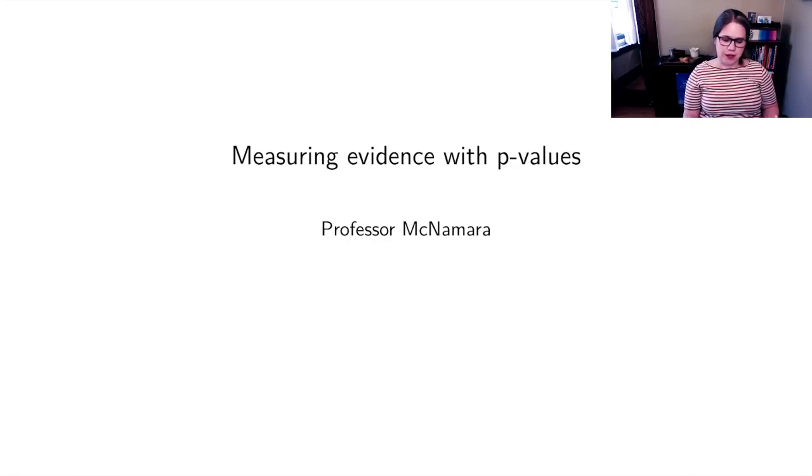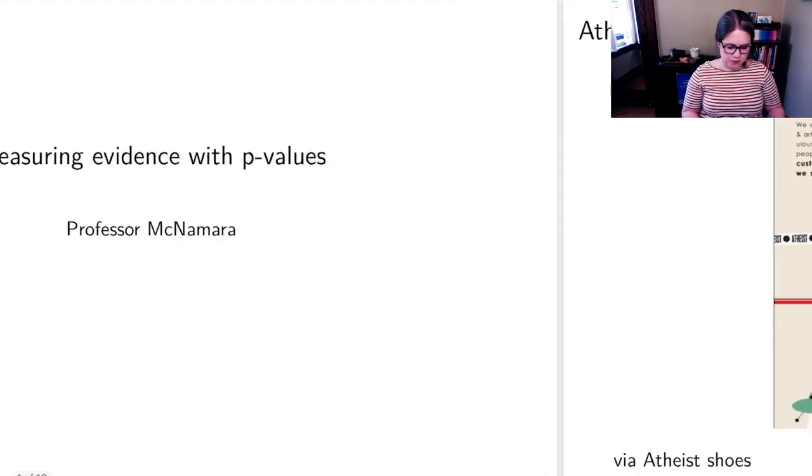So, we'd like to start thinking about how to more rigorously measure the evidence against the null hypothesis. And the tool that we're going to use is p-values.